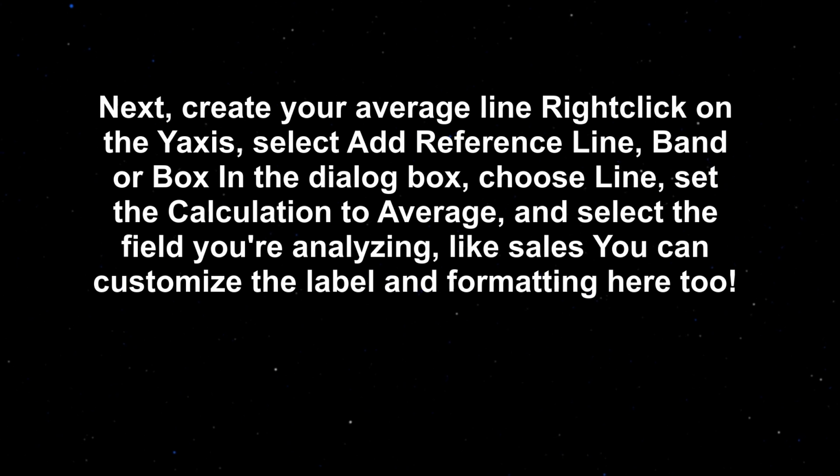Next, create your average line. Right-click on the axes, select add reference line, band, or box. In the dialog box, choose line, set the calculation to average, and select the field you're analyzing, like sales. You can customize the label and formatting here too.